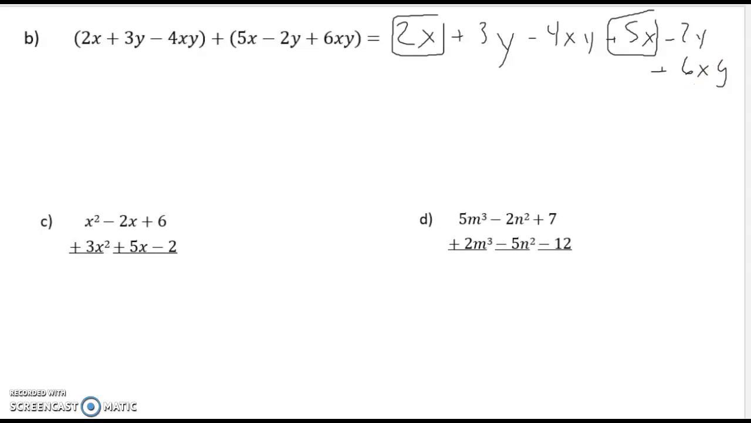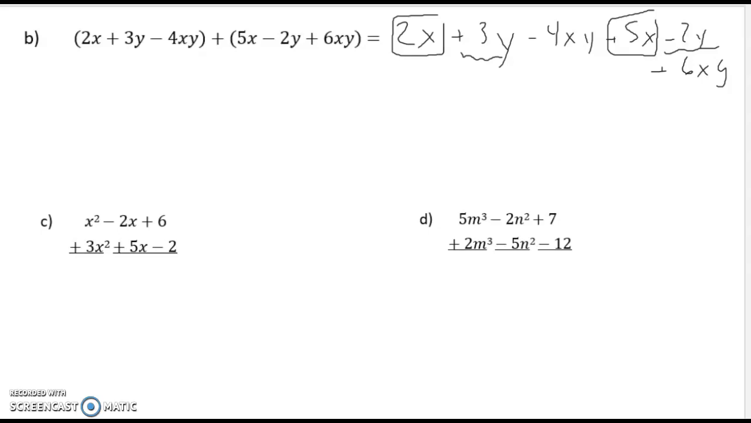Okay, let's go with y's next. So a squiggly under that y. This one has an x and a y, so that's not it. This one's not it, but this one is, so I'll put a little squiggly under there. And last but not least, we have our xy's, so negative 4xy and a positive 6xy. So I'm going to rewrite these now and keep them all together, okay?